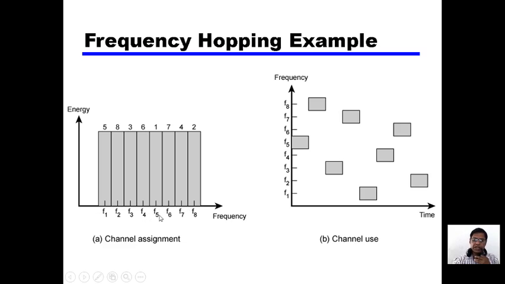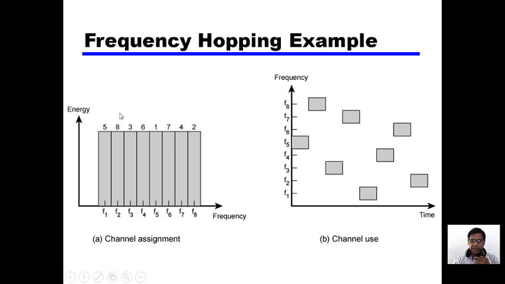Each channel has a fixed set of bits. Just now we have seen channel F1 has 5 bits, F2 is 8 bits, F3 is 3, F4 is 6 bits, F5 is 1, F6 is 7 bits, F7 is 4 and F8 is 2 bits. Each frequency channel is transmitting a fixed number of bits. So how is it going to work?